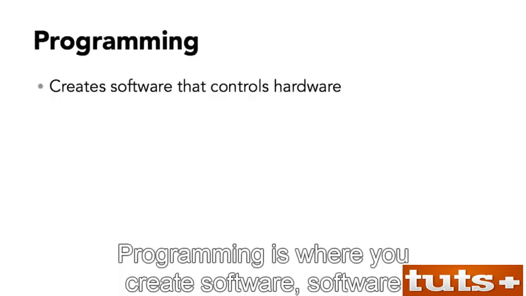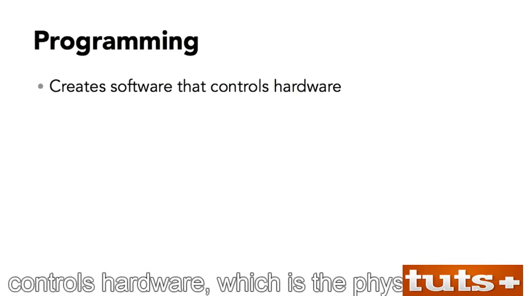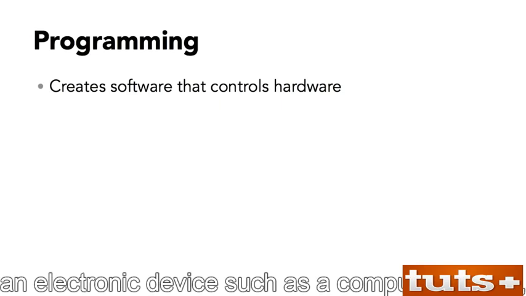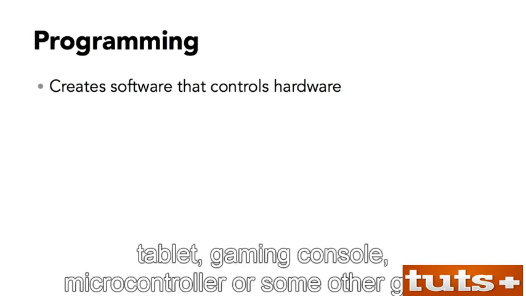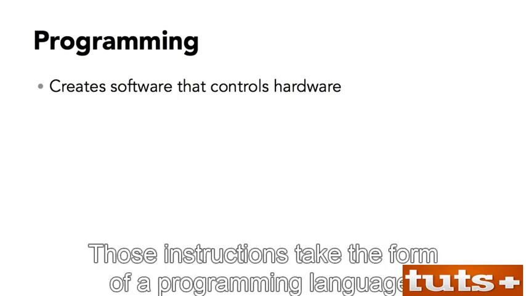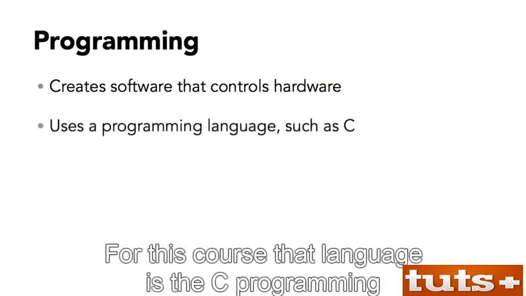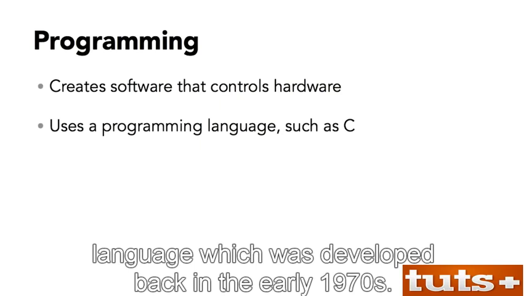Programming is where you create software. Software controls hardware, which is the physical part of an electronic device, such as a computer, phone, tablet, gaming console, microcontroller, or some other gizmo. Those instructions take the form of a programming language. For this course, that language is the C programming language, which was developed back in the early 1970s.